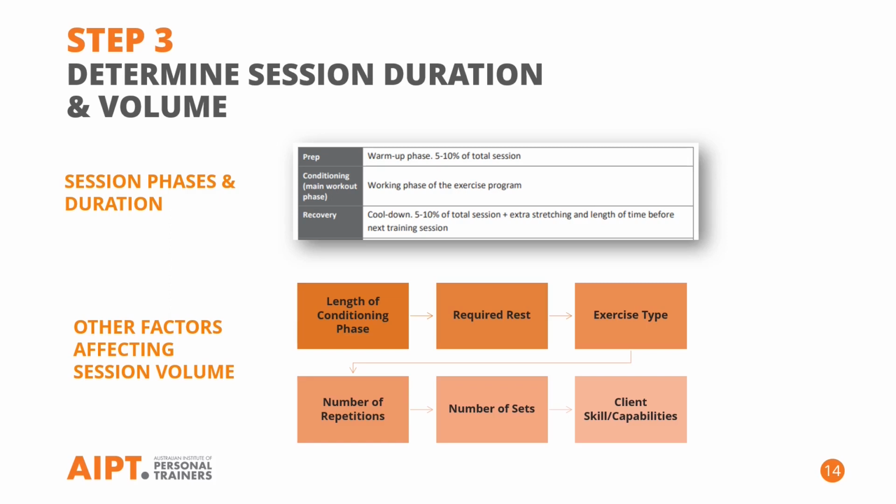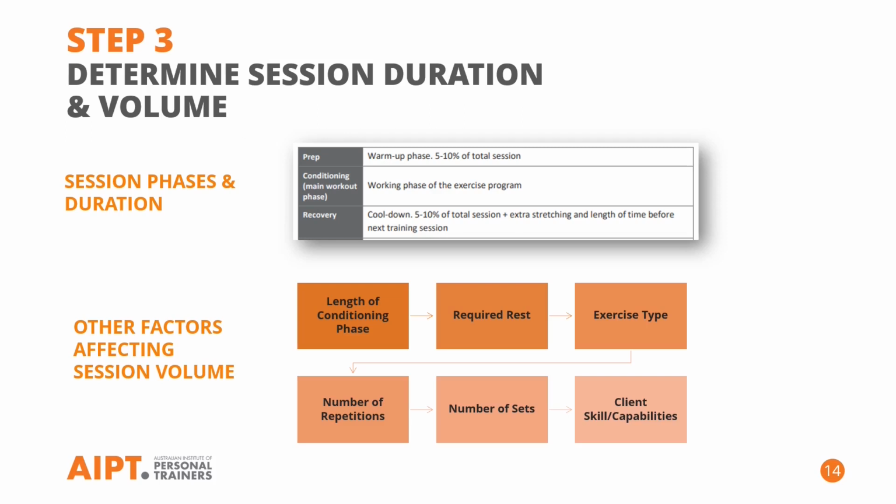Then we have the number of repetitions. How many repetitions will be performed in a set needs to be considered, because the higher the number of repetitions within a set, the longer each set takes to complete. So you might have one set that's 15 repetitions versus one that's 8 repetitions, and approximately the 8 repetition set will take about half the time that the 15 repetition set would take.